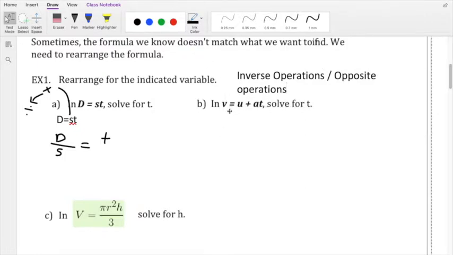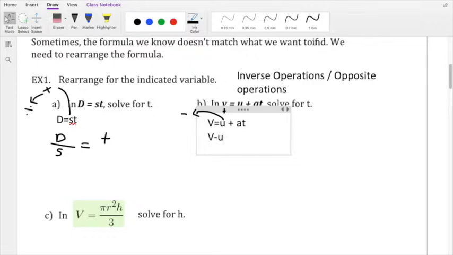So let's take a look here. V equals u plus at, and we want to solve for the t. V equals u plus at. So the first thing I want to do is move this over here first. Okay, over here it's a plus. When it comes over, it's going to become a minus. Right, so that's going to equal v minus u equals at.